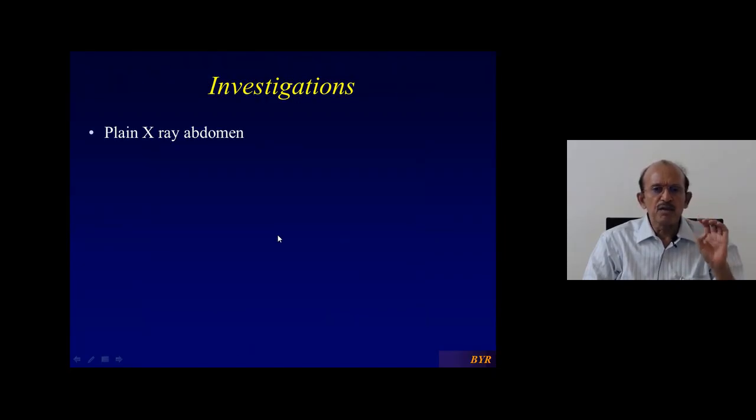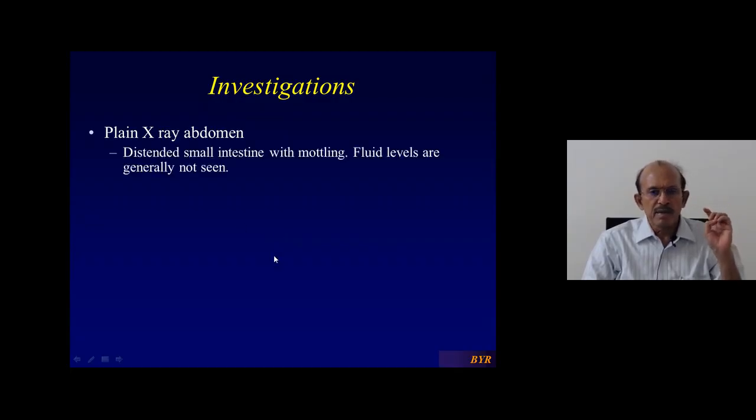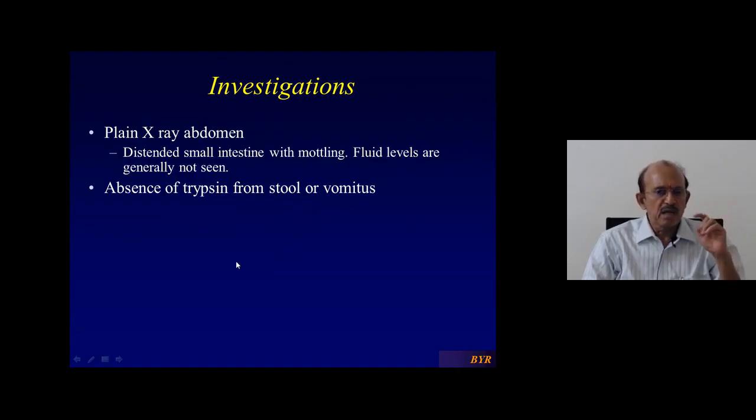Plain X-ray abdomen. The features of meconium ileus are only vomiting, abdominal distension, and failure to pass meconium. The same thing will be there in volvulus neonatorum, as well as in jejunal atresia. On plain X-ray abdomen, distended small intestine will be seen with mottling. The fluid levels are generally not seen. The child will be passing only a little amount of stool or vomitus. The child will be vomiting.